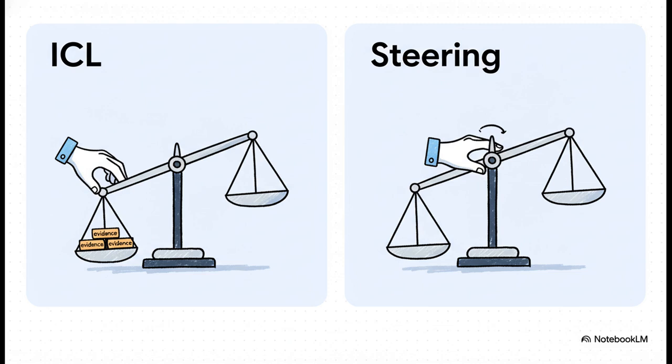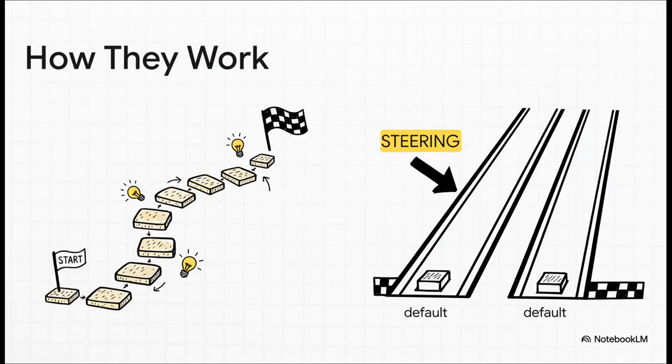Activation steering, though, is like putting your thumb on the scale from the very beginning. It changes the AI's priors, its initial bias, its starting point, before it even sees a single piece of evidence. So, think of it this way. In-context learning is a slow burn. It's a journey, where each example is a stepping stone that gradually builds up the AI's belief. Steering, on the other hand, is like putting the AI in a specific lane from the get-go. You're setting its default path, making it naturally lean one way or another before it even starts its journey.